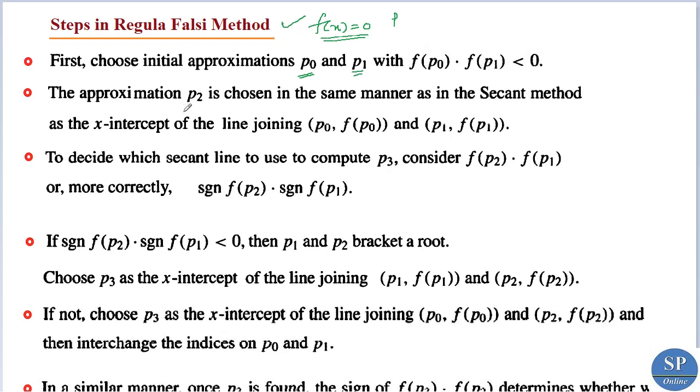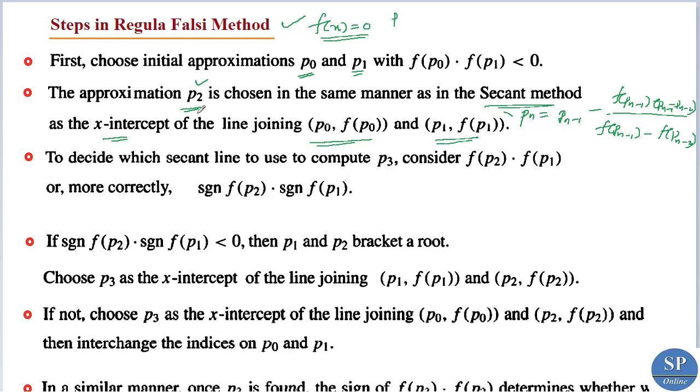Next step is to find the second approximation p2. It is chosen in the same manner as in the secant method, as the x-intercept of the line joining p0, f of p0 and p1, f of p1. That is by using the formula pn is equal to pn minus 1 minus f of pn minus 1 into pn minus 1 minus pn minus 2 divided by f of pn minus 1 minus f of pn minus 2. That is the formula in the secant method. So to find p2 we can use the same approach as in the secant method.